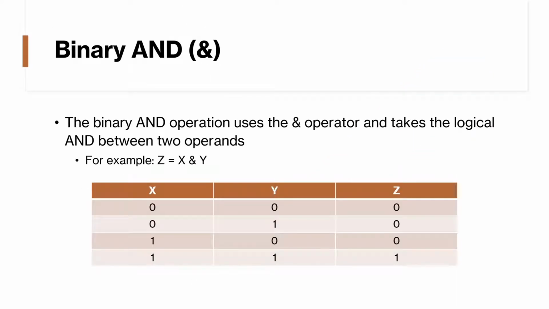So first up, we have the binary AND operator. Now, the binary AND operator, all it does is that it takes the logical AND between two operands, right? Now, this is the truth table for a binary AND. It only generates a 1 if both inputs are 1. Otherwise, they're all zeros.